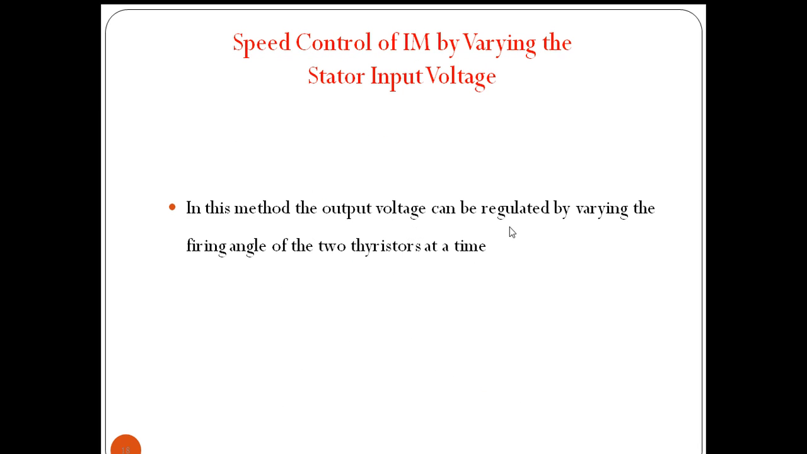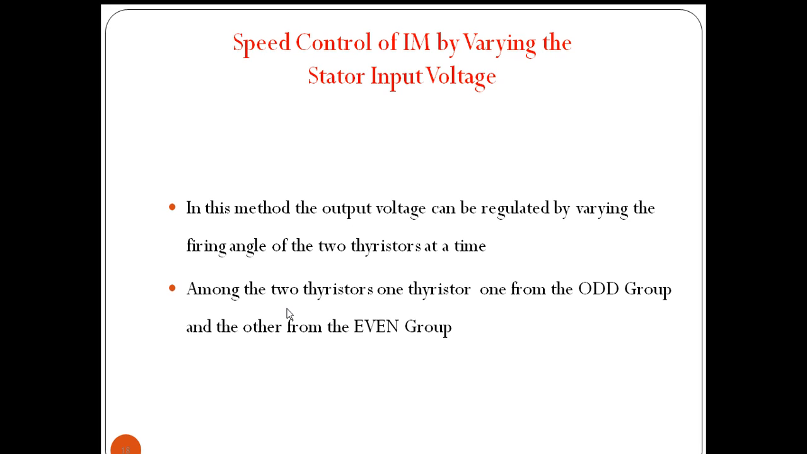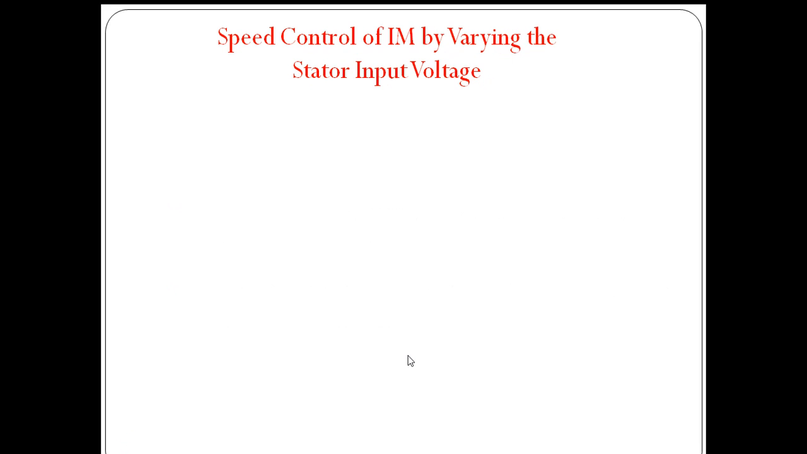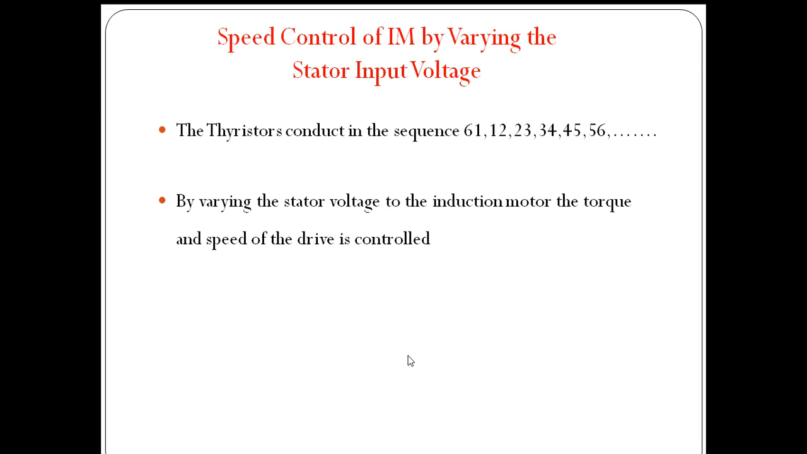In this method, the output voltage can be regulated by varying the firing angle of two thyristors at a time. Among the two thyristors, one thyristor is from one group, that is the odd group, and another from the even group. The thyristors conduct in sequence 6 1, 1 2, 2 3, 3 4, 4 5, 5 6. By varying the stator voltage to the induction motor, the torque and speed of the drive is controlled.